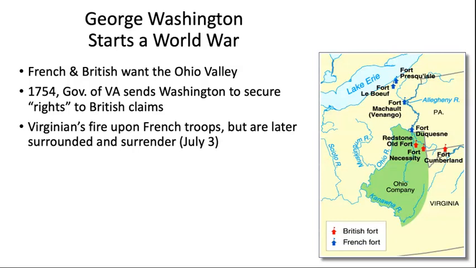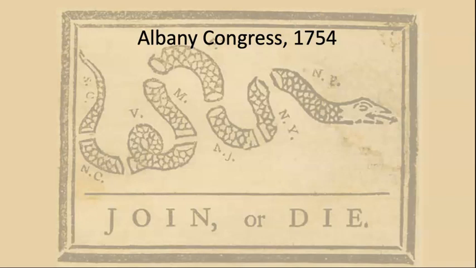It's going to be very difficult for the British to get all their troops over from England to the Americas, and also to fight in a European theater of war and an American theater of war. So they need more American colonists to join up. Enter the Albany Congress. You probably have seen this image in the background, the famous Join or Die image.